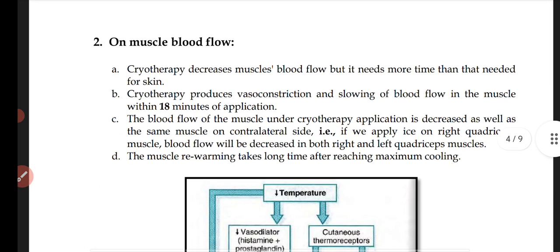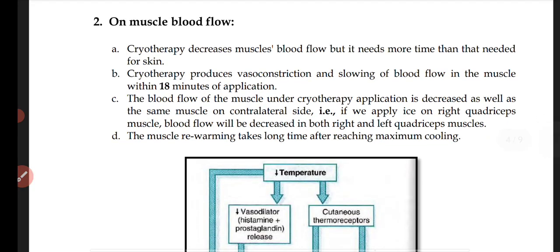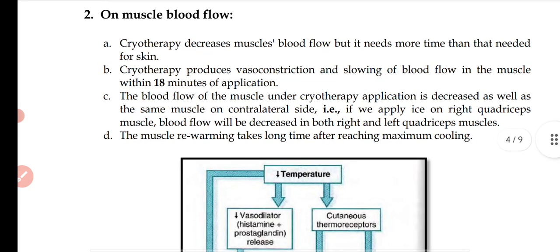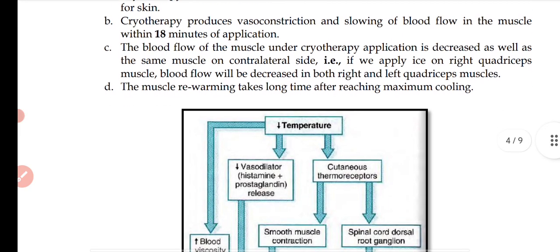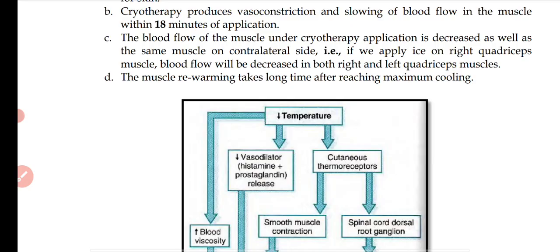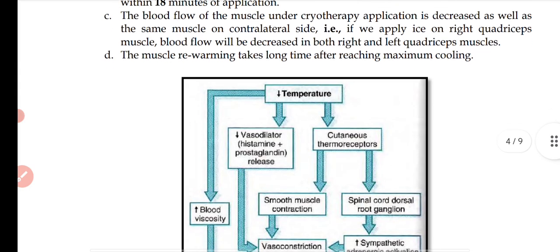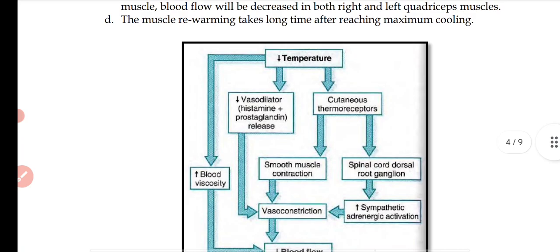Okay. The next point of the physiological effect is on the muscle blood flow. Cryotherapy decreases muscle blood flow, but it needs more time than that needed for the skin. The cryotherapy produces vasoconstriction and slowing of blood flow in the muscles within 18 minutes of application. The blood flow of muscles under cryotherapy application is decreased, as well as the same muscle on the contralateral side. Number D is the muscle rewarming takes a long time after reaching the maximum cooling.